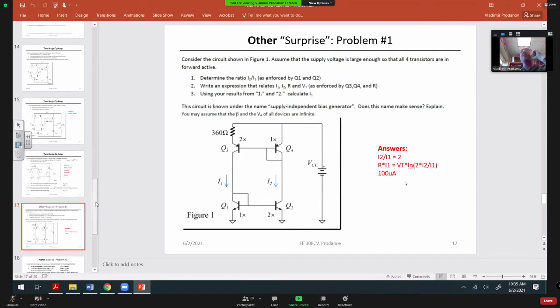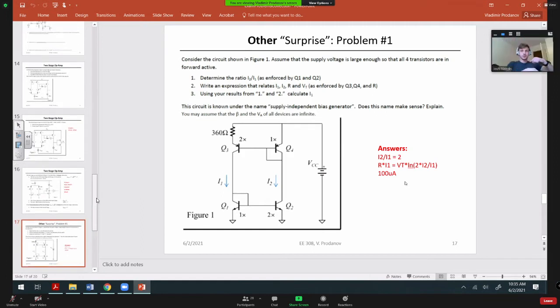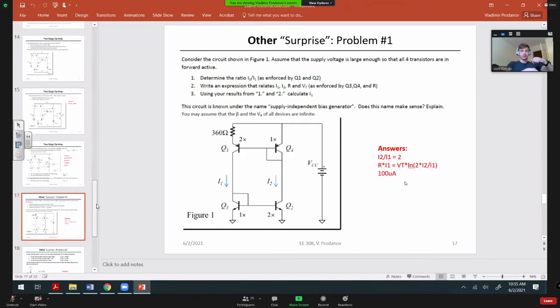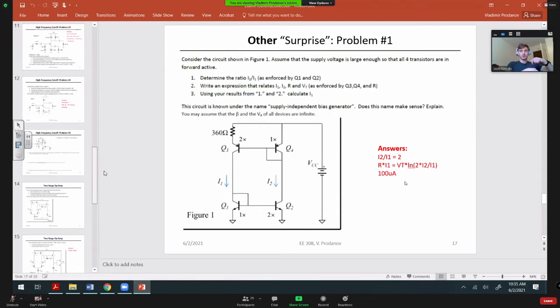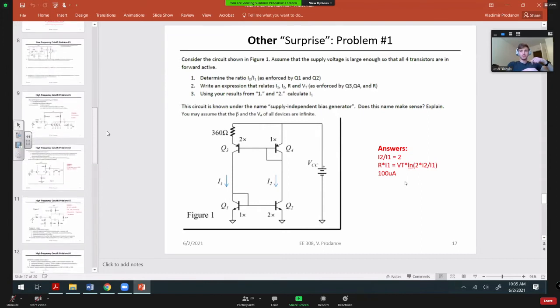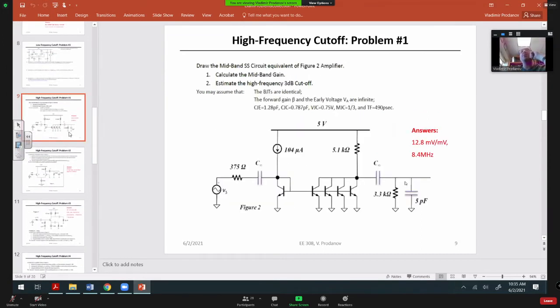You follow what I'm saying? So it's just like the 4 times current mirror from previous, except shorthand. Very good. So exactly, I was about to ask you that question.